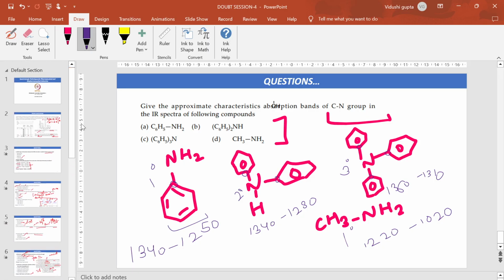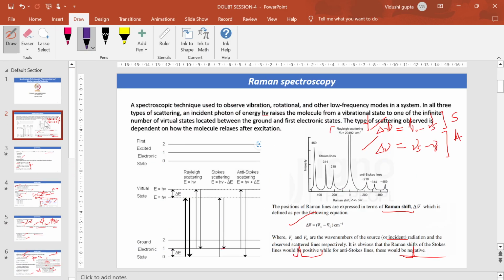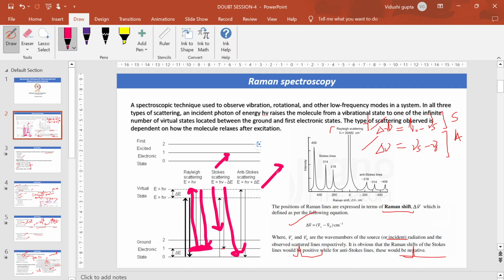So that's all what we have discussed. Raman is a scattering spectroscopy. So here we talk about the Stokes, the anti-Stokes and the Rayleigh scattering. Basically, if the molecule goes to the excited state and comes back to the same energy level, then it is Rayleigh scattering. When it comes to a lower one, it is Stokes scattering. When it comes to a higher one, it is anti-Stokes. For the Stokes, the energy is hν minus ΔE, hν plus ΔE for the anti-Stokes, and hν for the Rayleigh scatter.